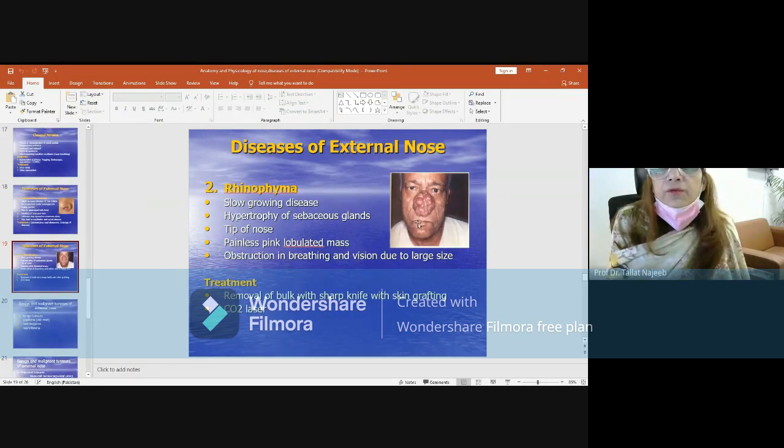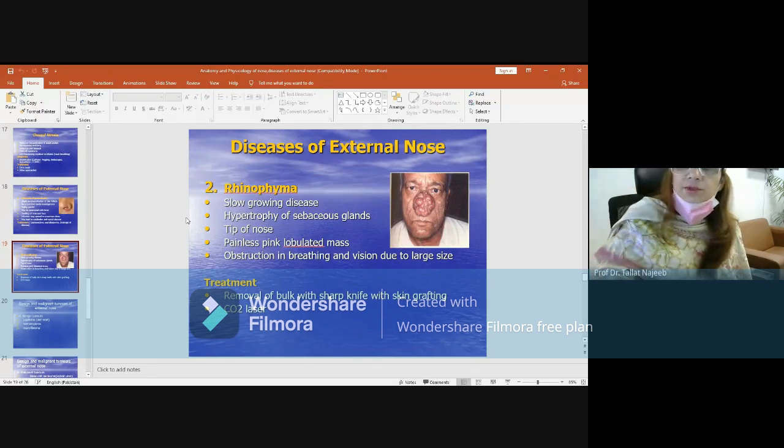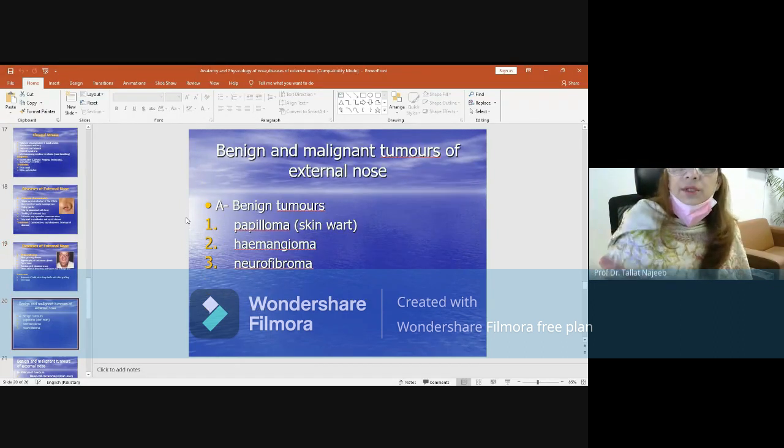Okay. One disease is rhinophyma, that is a disease of sebaceous glands. There is hypertrophy of sebaceous gland, and you can see this disfigurement of the nose due to hypertrophy of sebaceous gland. It is painless, but it can cause cosmetic deformity, and treatment is excision. Laser excision is best for this. If you don't have laser, then you can excise this above the cartilage. You can peel it over the cartilage.